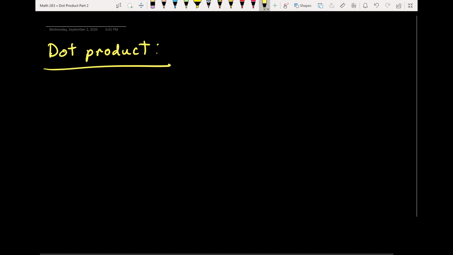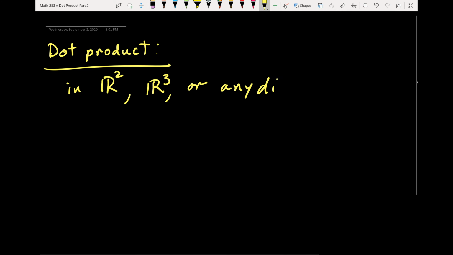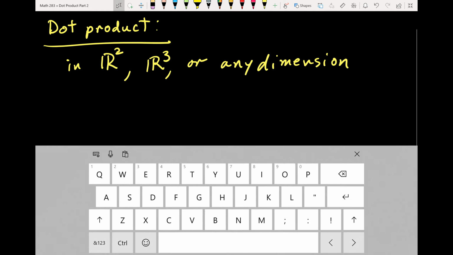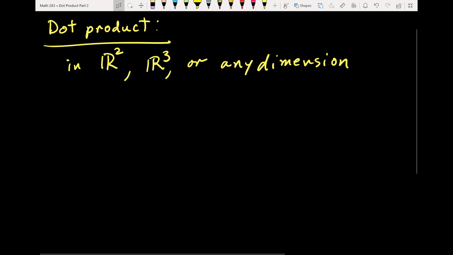Alrighty then. Dot product. In the 2nd dimension we're going to look at it, and in the 3rd dimension, or any dimension. Can you guys see it? Oh, I gotta learn how to turn this off.